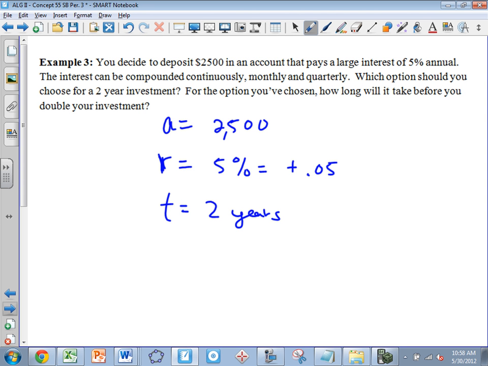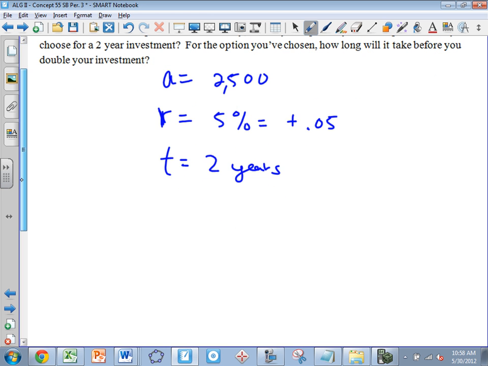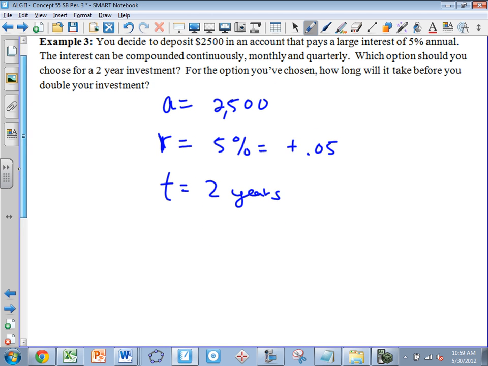So we've got almost all of our information right now. The next part is this. We need to distinguish and decide what kind of formula we're going to use for these. So let's go ahead and do this. For compounded continuously, okay, we're going to do this. Next, for compounded monthly and quarterly, we're going to use the other formula that we have.